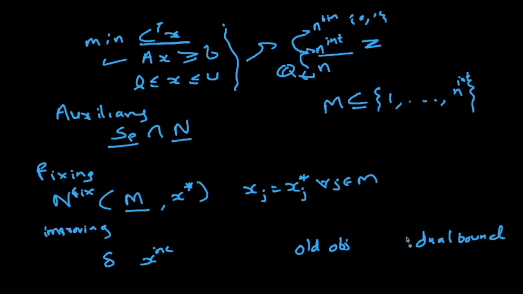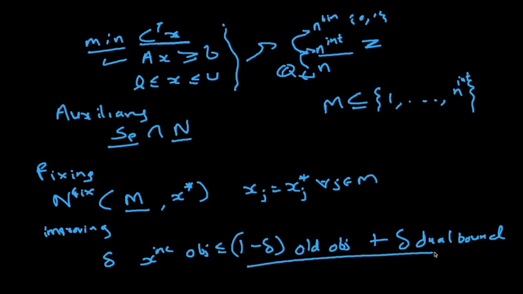Okay, so the idea is that the dual bound is obviously going to be smaller than this because we are minimizing. So both of them are basically smaller than or equal to the old objective. So we are going to put 1 minus delta weight on this one and delta weight on this one, and the new objective should be less than or equal to this entire quantity. Okay, so that's like improving the incumbent by delta.